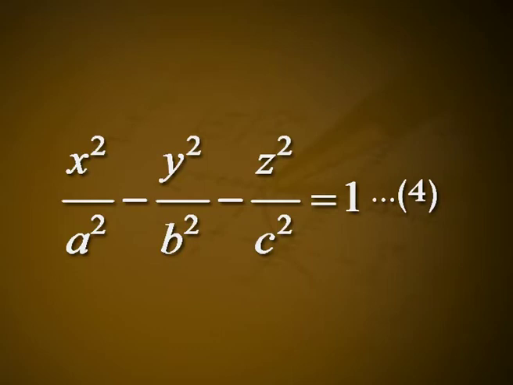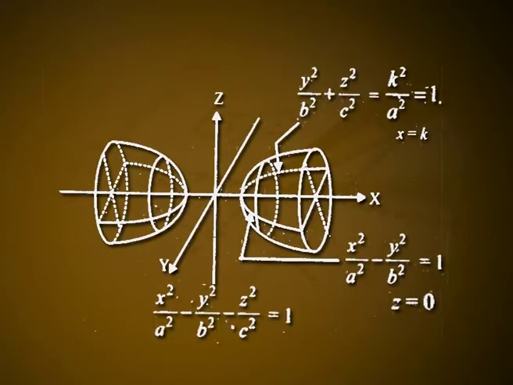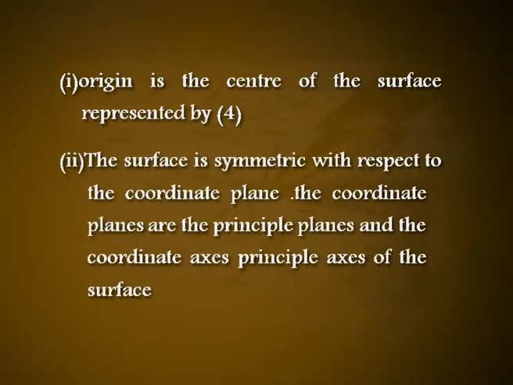Hyperboloid of two sheets. The surface represented by x square by a square minus y square by b square minus z square by c square is equal to 1, equation number 4, is called a hyperboloid of two sheets. Similarly to the case of the ellipsoid, we can prove the nature and the shape of the hyperboloid of two sheets. See figure 3. Origin is the center of the surface represented by 4. The surface is symmetric with respect to the coordinate planes. The coordinate planes are the principal planes and the coordinate axes the principal axes of the surface.